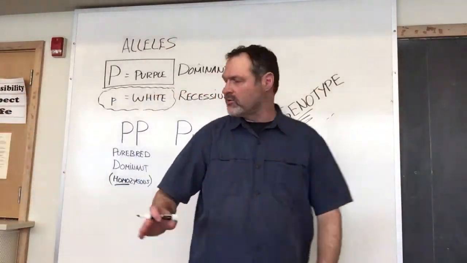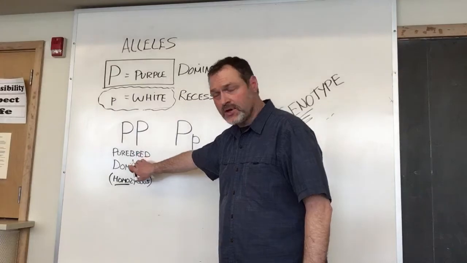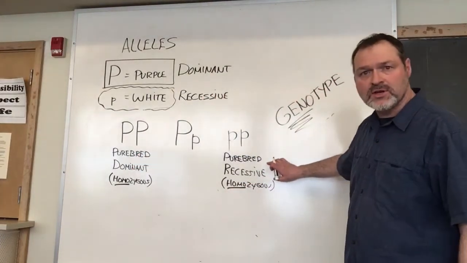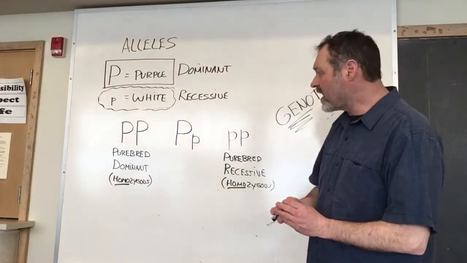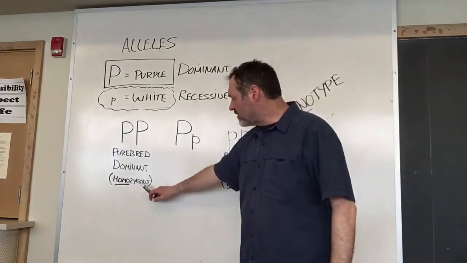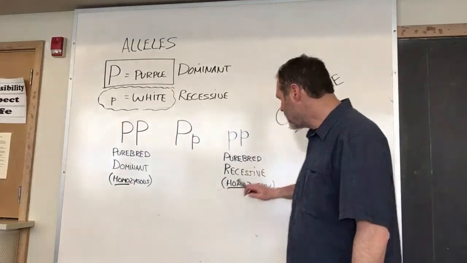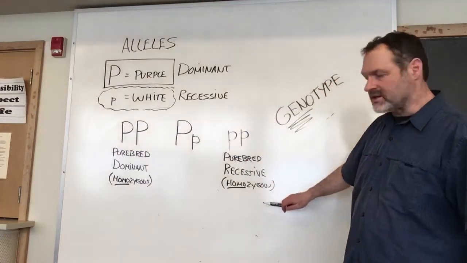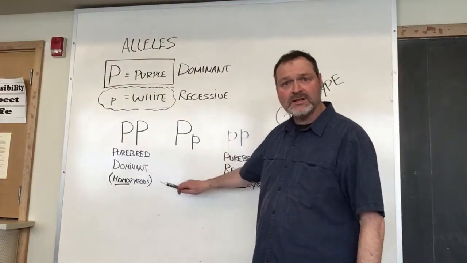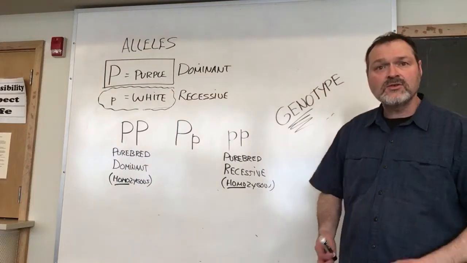So these two we said were purebred. This was purebred dominant. This one was purebred recessive. And I think I also added that the synonym of purebred was homozygous. Same. Synonym of purebred, homozygous. So this one's homozygous dominant. This one is homozygous recessive.